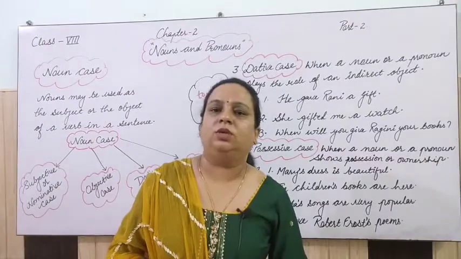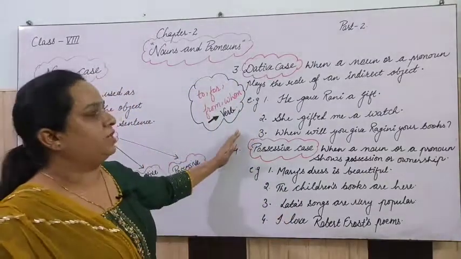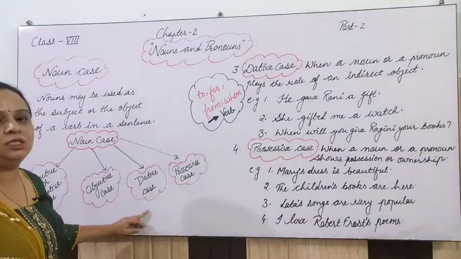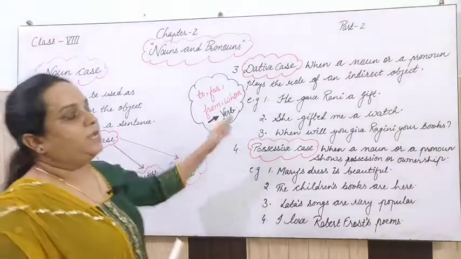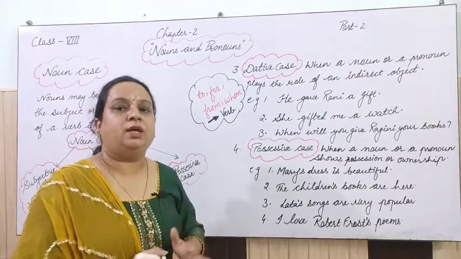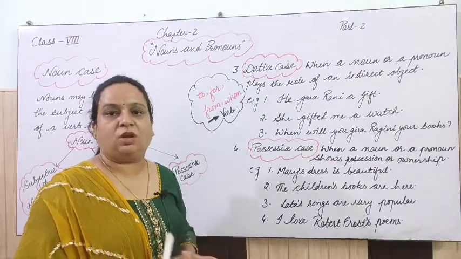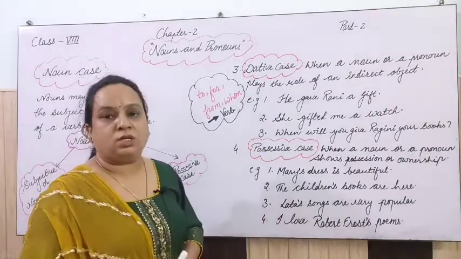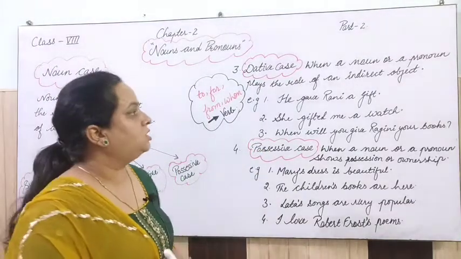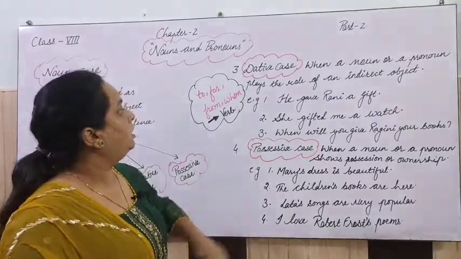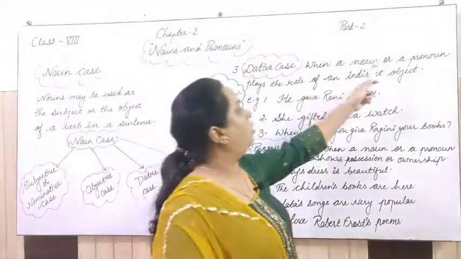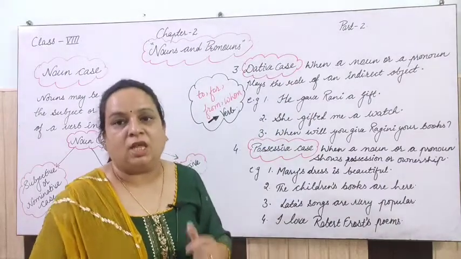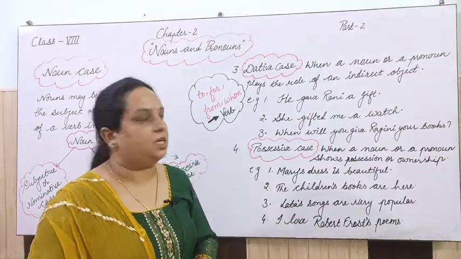Now when we talk about the third case, that is dative case, right? So dative case, as we discussed here, we have to look for the indirect object. And where is the indirect object? Objects are always after the verb, and indirect objects are what? The persons or the receivers. So it is the same written here: dative case, when a noun or a pronoun plays the role of an indirect object, that is known as dative case, right?